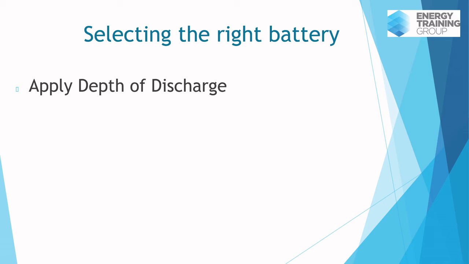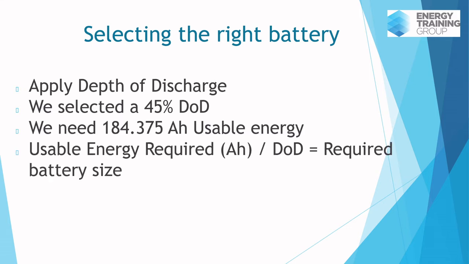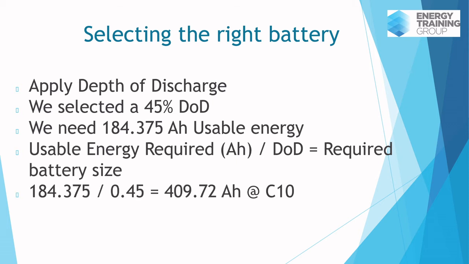But now we need to apply our depth of discharge. We selected a 45% depth of discharge, and we need 184.375 amp hours usable. To calculate our total energy requirement, we do usable energy in amp hours divided by our depth of discharge, which will equal our required battery size. So we do 184.375 divided by 0.45, and we can see we need 409.72 amp hours at C10.